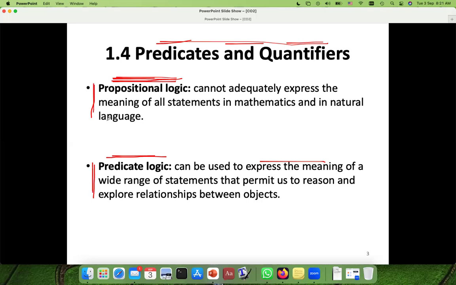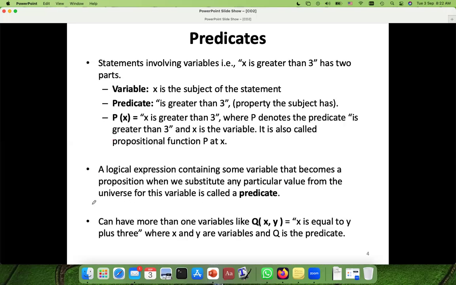So this is just a definition. You only have to know that propositional logic is a field in which you have limitations. Those limitations are covered in predicate logic, but again, it has its own limitations and drawbacks. So let's start with these predicates and quantifiers properly.